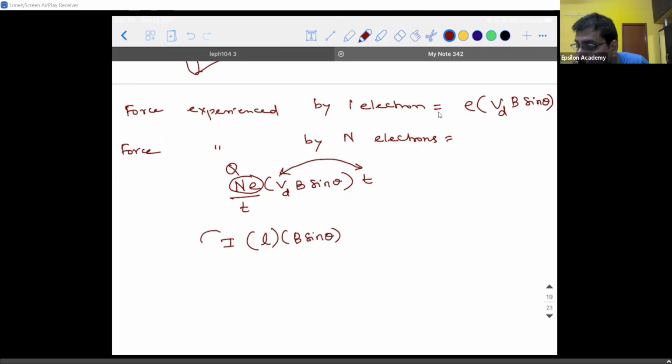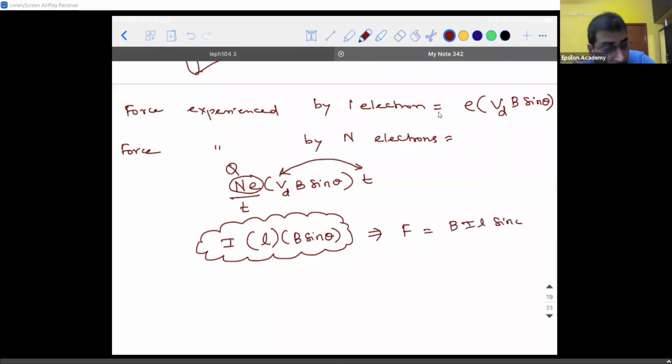This is going to be the total force experienced by a current carrying conductor when it is placed in uniform magnetic field. So I can write it as F is equal to B into I into L sine theta, or I into L vector cross B vector. And remember, this force is also perpendicular to the direction of L vector and B vector.